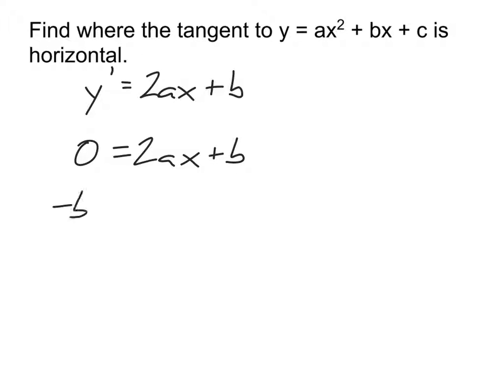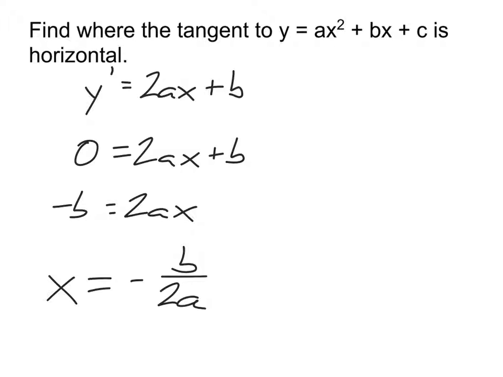So I'd subtract b from both sides. And then we'd divide both sides by 2a. And we'd end up with this little equation of x equals negative b over 2a. Now, does that seem familiar at all?